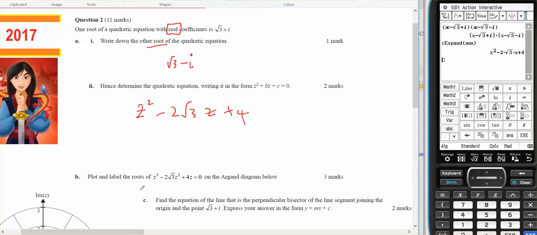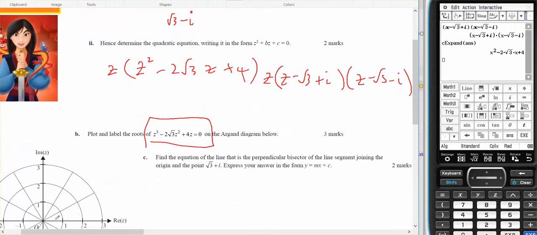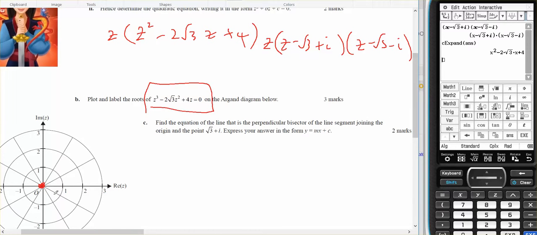Plot and label the roots of this. Well, this is that times by z, so I'm going to have z minus root 3 plus i, and z minus root 3 minus i. Therefore I'm going to be at 0, and I'm going to be at root 3 minus i and root 3 plus i.